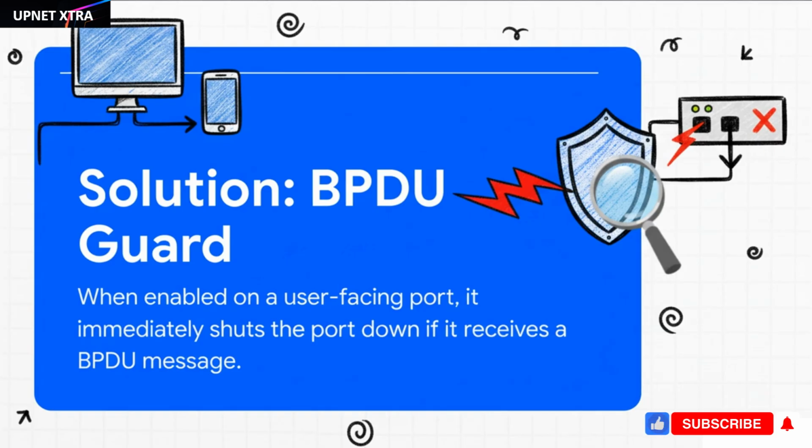For this scenario, we have BPDU Guard. Honestly, this is a must-have feature on any port that connects directly to a user's computer or phone. These ports should never, ever receive an STP message. If one ever does, BPDU Guard doesn't ask questions. It instantly shuts the port down, neutralizing the threat before it can harm the rest of the network.